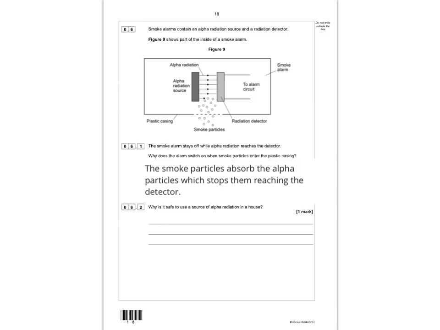Question 6.2 says, why is it safe to use a source of alpha radiation in a house? And the reason for that is that alpha radiation is not very penetrating. It doesn't even penetrate skin, so it wouldn't even penetrate the plastic casing of the smoke alarm.